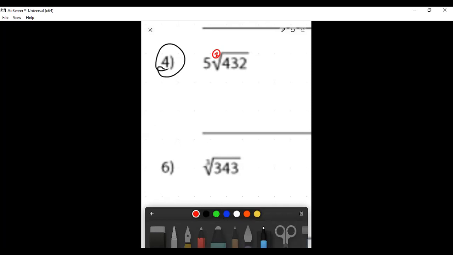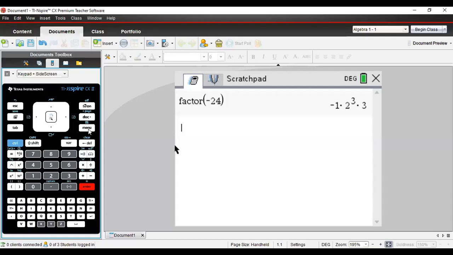So now what we're looking for, this is the square root of 432. That means we're looking for 2 of the same numbers. We're looking for pairs of numbers. All right, so let's go factor it. So I'm going to go get the calculator, and I'm going to go menu 23, and then I'm going to go 432, 4, 3, 2, and then I'm going to go boom. And so let me go to my iPad.